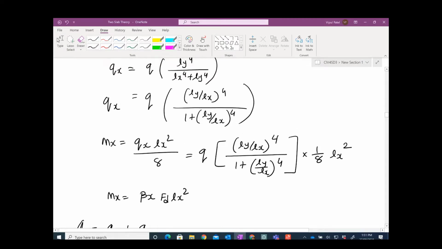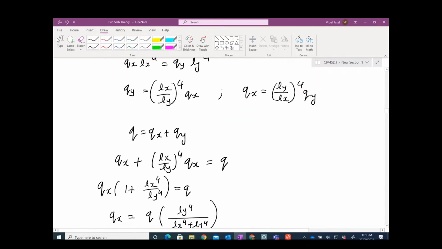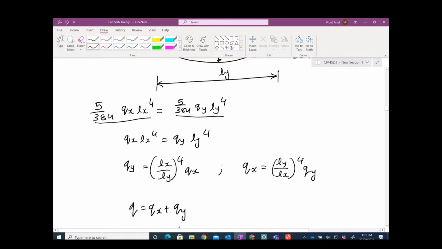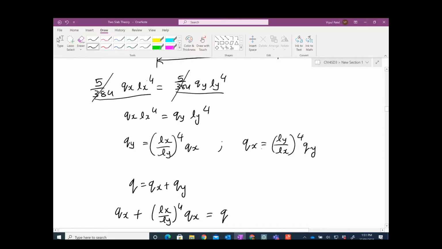Then in that case, you will be able to get these qx. Let me show you. You can calculate this, qx equal to q. Let me show you all the way from here. This is the deflection, and then you can cancel the 384. So qx Lx to the power 4 equals qy Ly to the power 4, and then you can take qy equal to Lx on Ly to the power 4 qx, or you can say qx is equal to Ly on Lx to the power 4 qy.